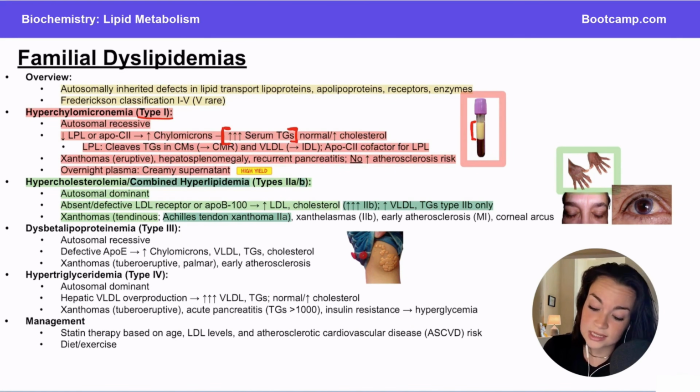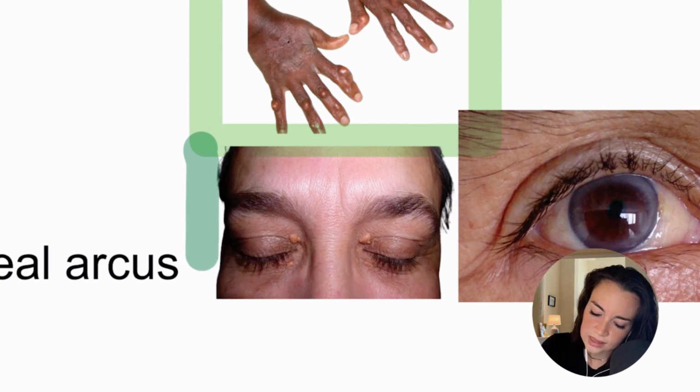The other thing they like to test with type 2B are xanthelasmas. You can see xanthelasmas right here.